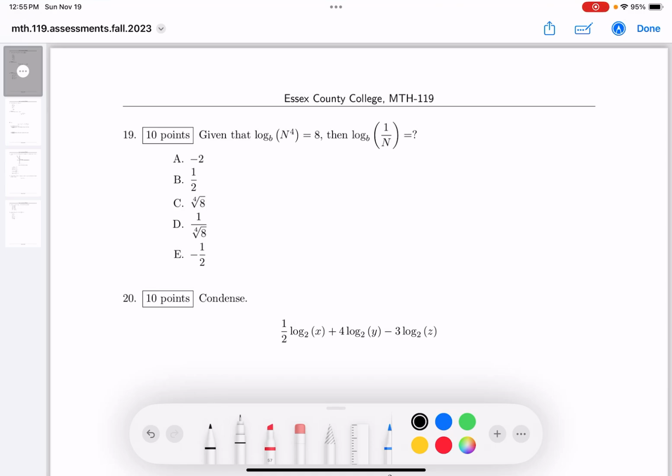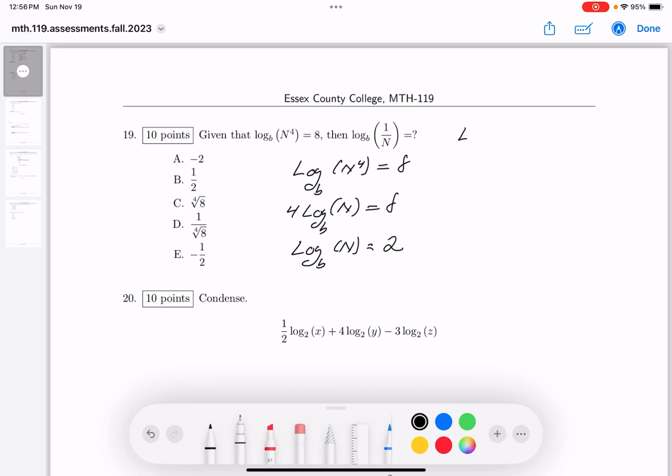Okay, for problem 19, you're given something and then you're asked for something. What are you given? You're given the log base b of n to the fourth power is equal to 8. I'd rewrite the log as 4 log base b of n is equal to 8, which means I know the log base b of n is just equal to the number 2.